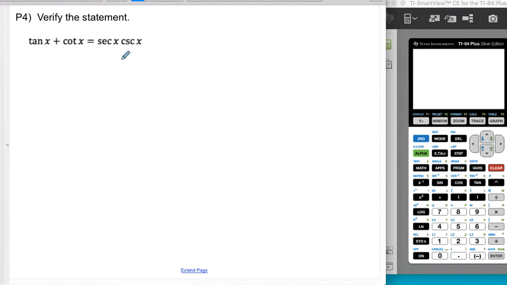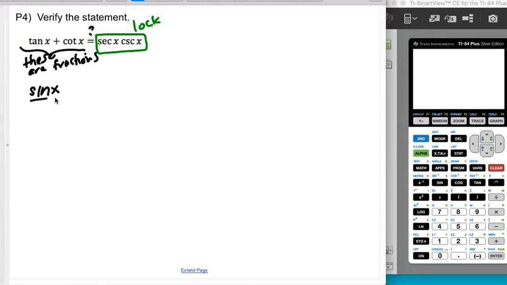and now I want you to try a P4. Same idea. I'm going to argue that either of these sides could look a little bit complicated, but I'm going to argue that you should lock this side, right? And the reason I'm going to say that is I'm going to suggest that these are fractions, right? If you turn everything into sine and cosine, these are fractions, right? So I'm going to suggest, just to give you a hint to start, that you start here and then see where that takes you. Okay, so pause me if you want, right? And again, we're trying to make this look like secant x cosecant x.